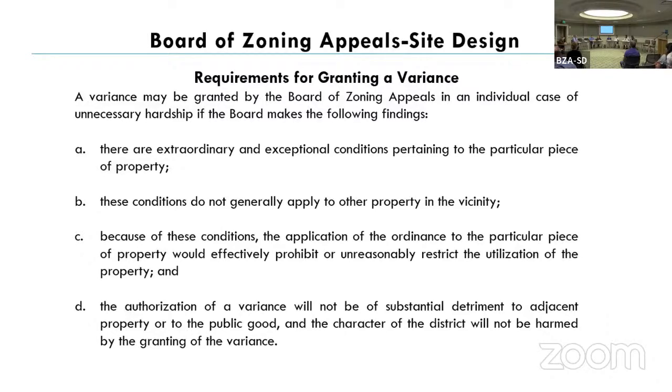For a variance to be granted, the Board of Zoning Appeals must make the following findings. A, that there are extraordinary and exceptional conditions pertaining to the particular piece of property. B, these conditions do not generally apply to other property in the vicinity. C, because of these conditions, the application of the ordinance to the particular piece of property would effectively prohibit or unreasonably restrict the utilization of the property. And D, the authorization of a variance will not be of substantial detriment to the adjacent property or to the public good. The character of the district will not be harmed by the granting of the variance.